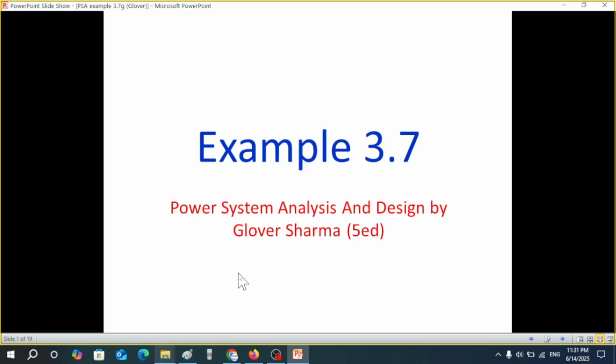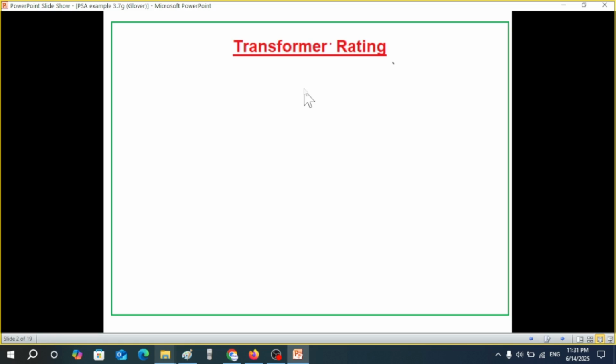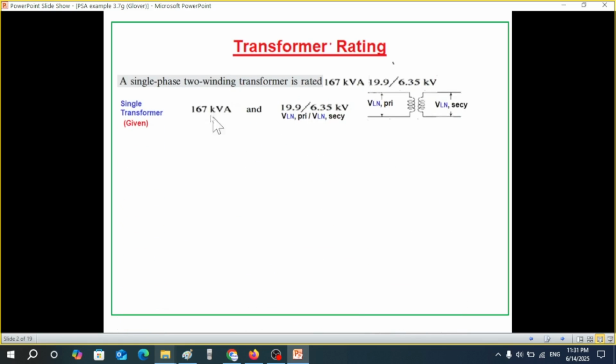So before we go to the actual example, let's see some of the transformer rating parameters that I hope you already know. I'm just going to repeat. Let's say this is the transformer parameter given. A single phase 2-winding transformer is rated at 167 kVA. So this is the power. And these are the two sides of the transformer rated. That means power is 167 kVA, and 19.9 is on the primary side and 6.35 is on the secondary side.